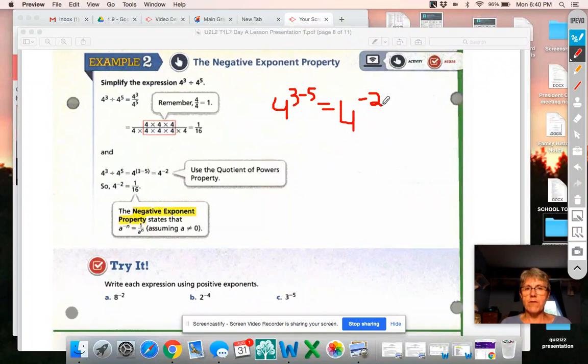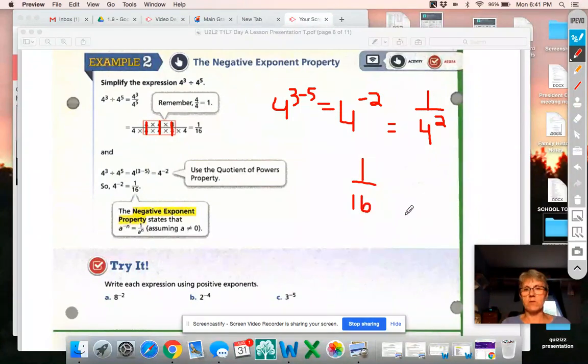And then what they're showing you here is if you have 3 4s multiplied together, and here you have 5 4s multiplied together, 4 divided by 4 is 1, 4 divided by 4 is 1, 4 divided by 4 is 1. So in the numerator, we have 1 times 1 times 1, which is 1. In the denominator, you have 4 times 4, which is 16. And so this 4 to the negative 2 power is the same as 1 over 4 squared, or 1 over 16.